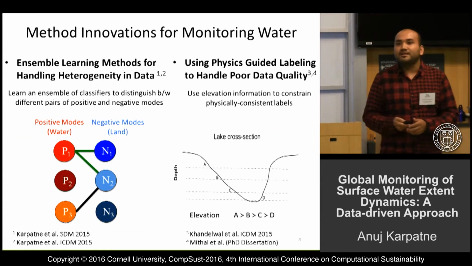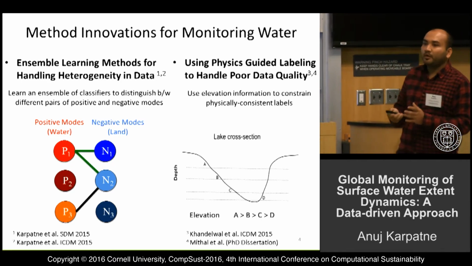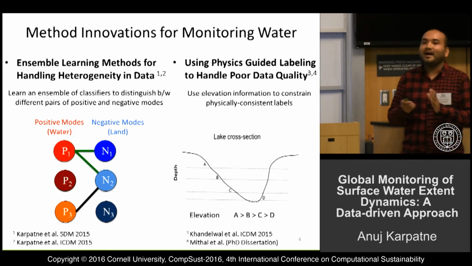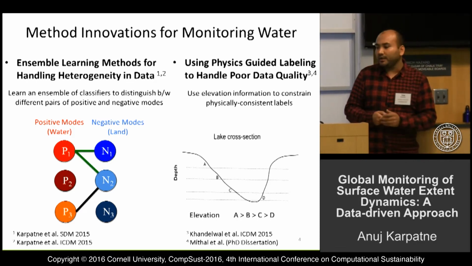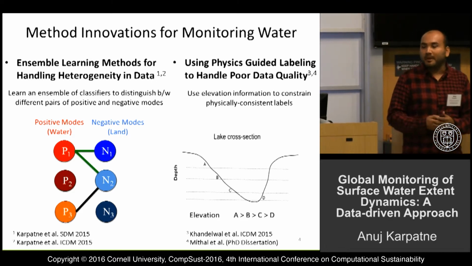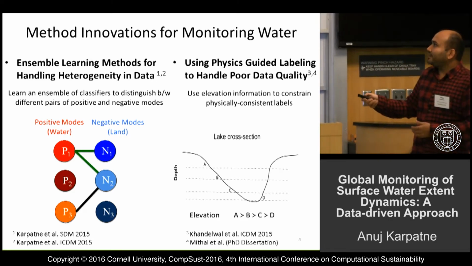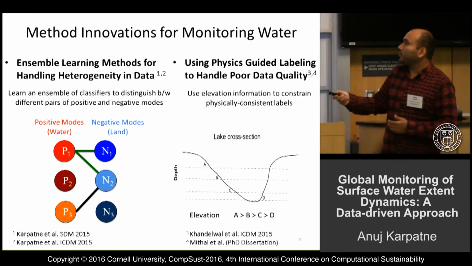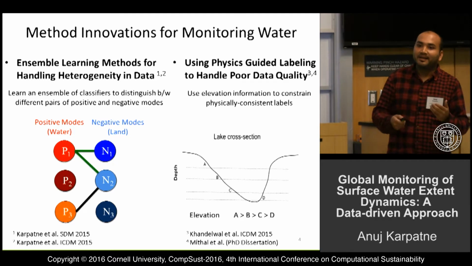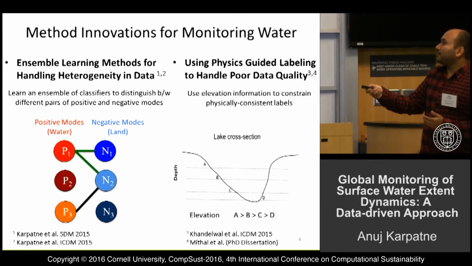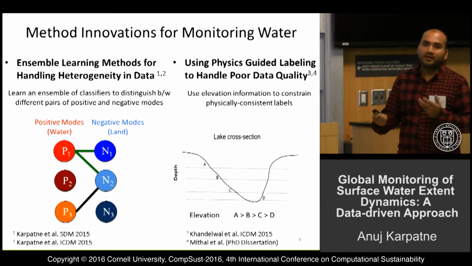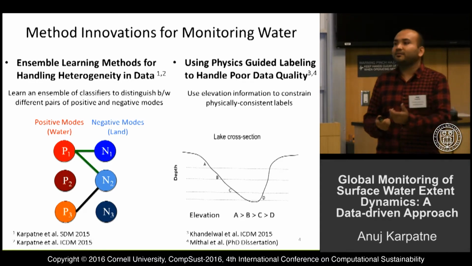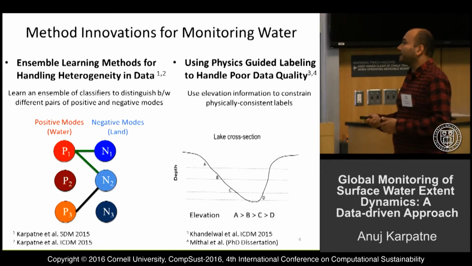And to overcome these challenges, we have been developing a series of computational advances to address them. And this slide just gives a very high-level overview of the method innovations. For more details, please stop by my poster. To handle heterogeneity, we have been exploring ensemble learning methods, where instead of learning one classifier to separate between all varieties of water and land, we can learn different classifiers for different types of water and land categories, and then select the set of these classifiers that are most relevant for a given test scenario.